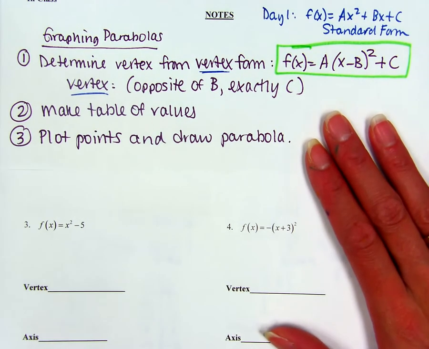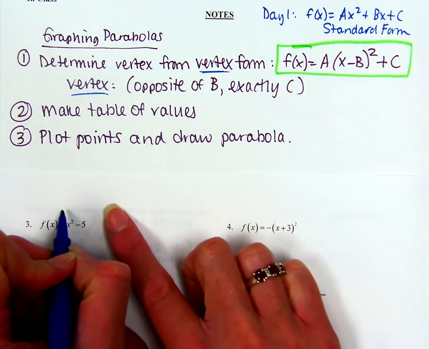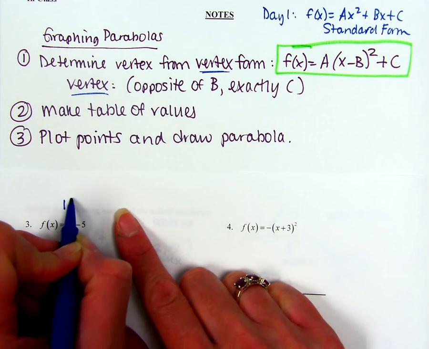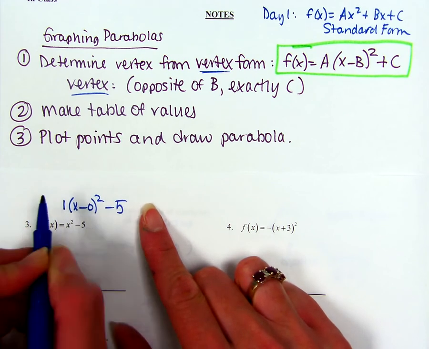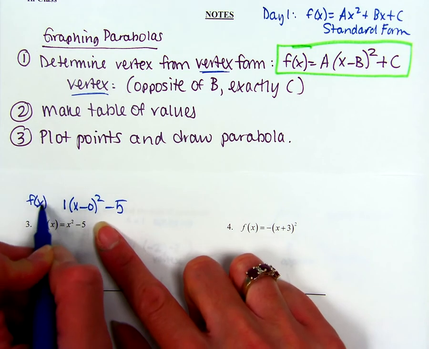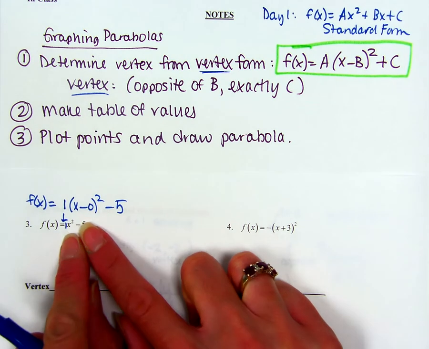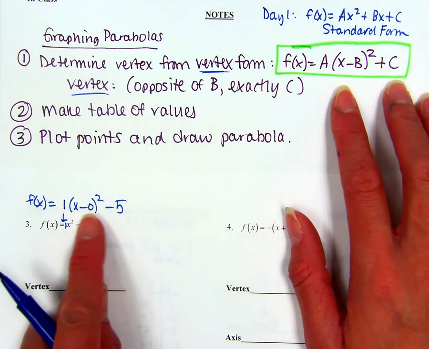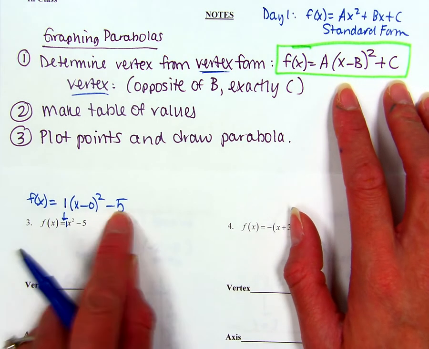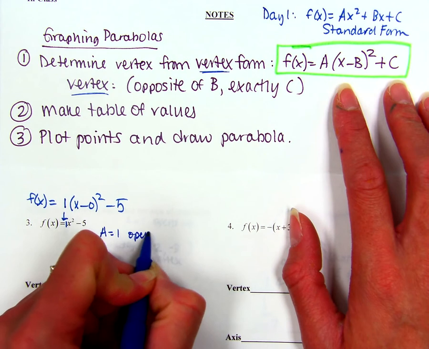Alright, so we're going to look at this problem. Now, this one doesn't have parentheses here. This is exactly the same as if I were to see 1 times (x minus 0) squared minus 5. So notice that this is my a value. That's a 1. And x minus 0 is the same as just seeing an x. So now it fits this format. You can look at it this way, but this is what you should be thinking about. So A is 1. That tells me that my parabola opens up.